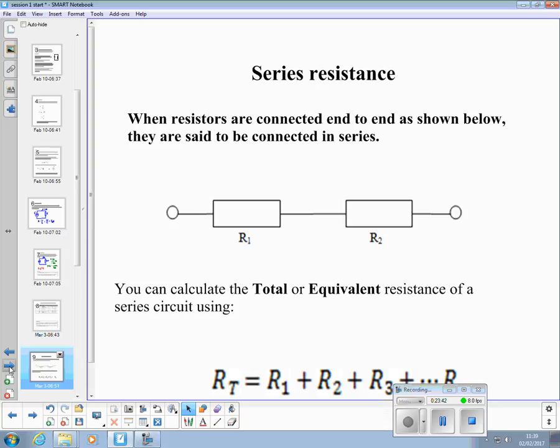Series resistance. Oh, hang on, I think there's some. Just pause that.